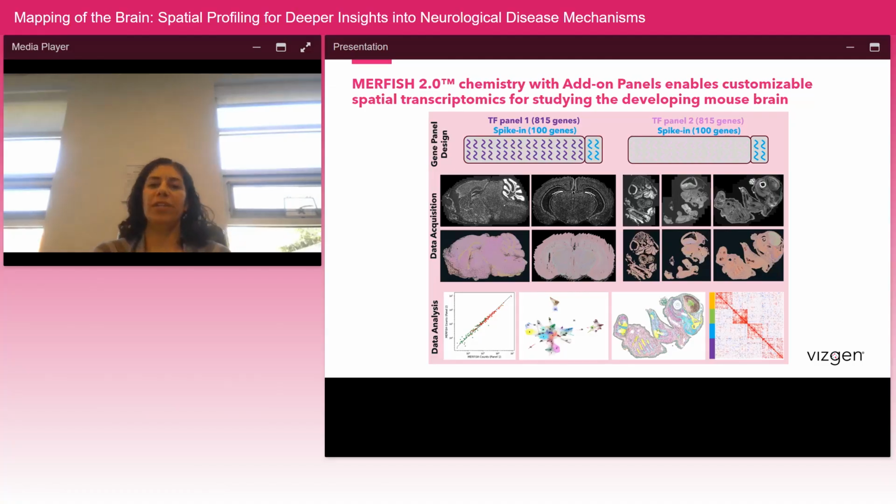To demonstrate the capabilities of these, we developed the transcription factor panels and added a spike-in of 100 cell typing genes into both panel A and panel B. Again, together, these represent all the transcription factors present in the mouse. We then used these panels with the corresponding add-ons to look at both mature mouse brain and developing mouse embryo. And then we analyzed it to see what genes were co-expressed at different stages and different regions of the mouse brain and the mouse embryo.